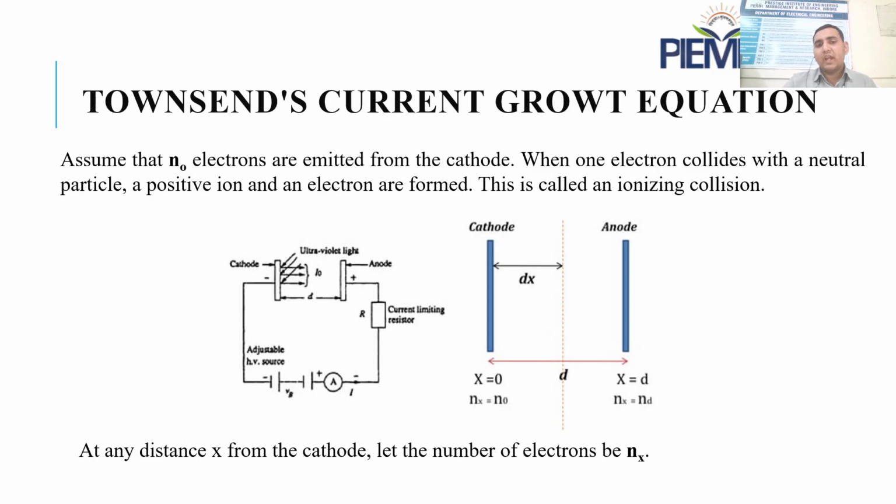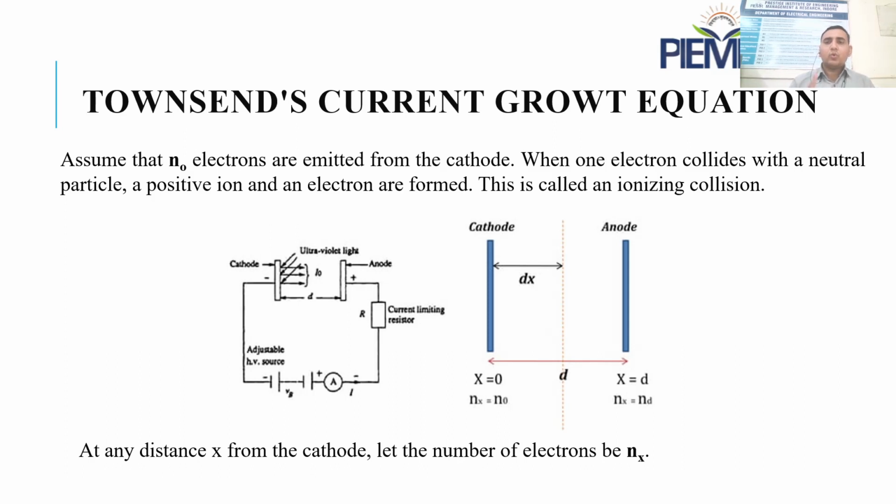If UV light is present on the insulating material, more electrons are released from the negative plate, and more electrons get to the positive side of the plate. Now we have to calculate how many electrons there are and how the current goes by this UV radiation method. So let us assume n0 electrons are emitted from the cathode.